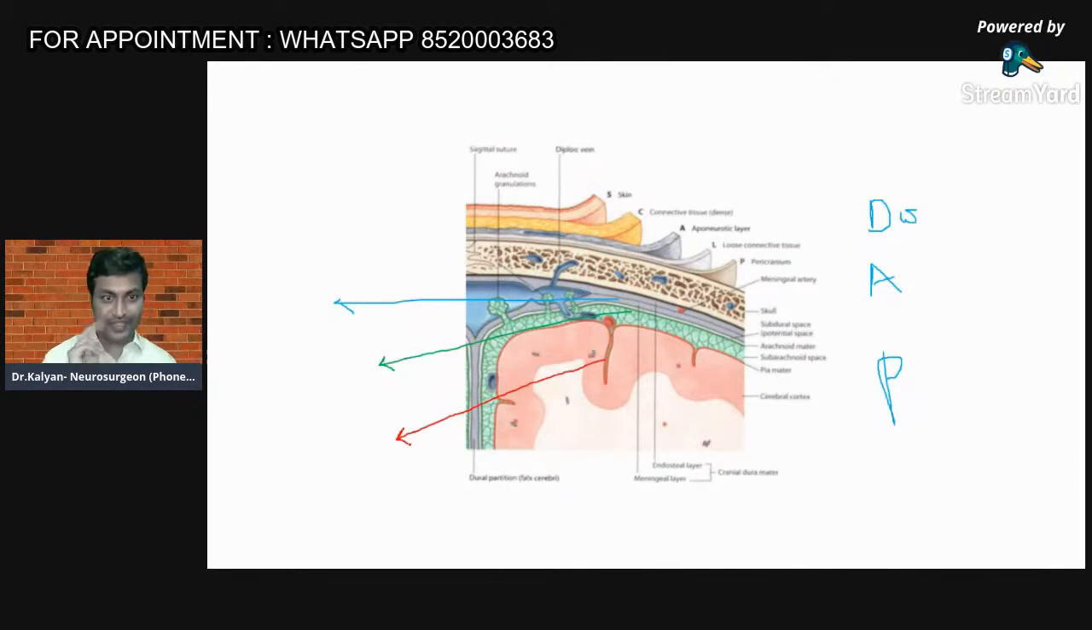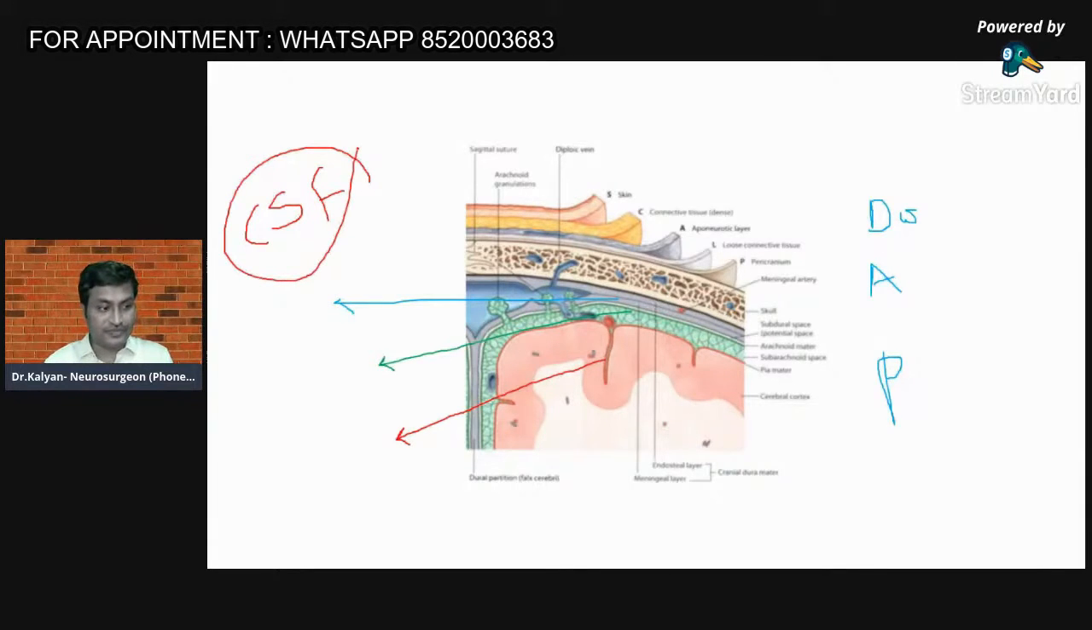Two questions. Where does CSF stay? In between which two membranes? And what is that space called? What is that compartment of the brain where the CSF stays called? Yes, Dr. Harsh has answered. That is the subarachnoid space.